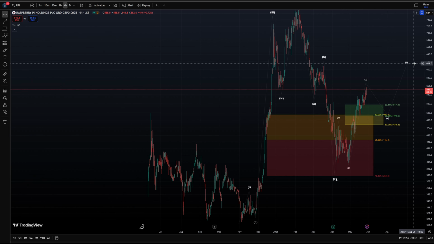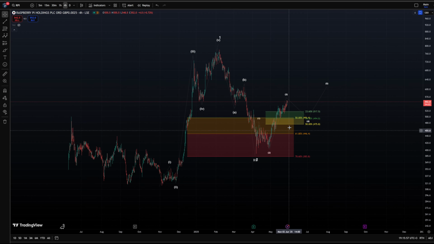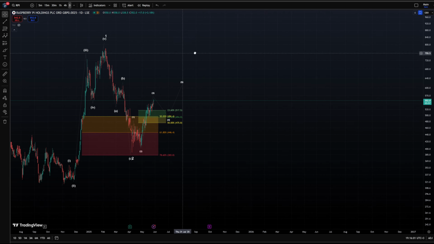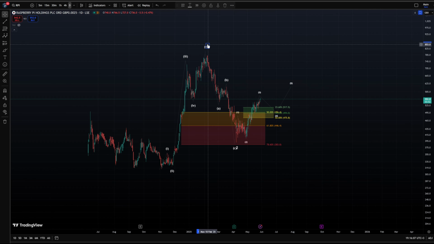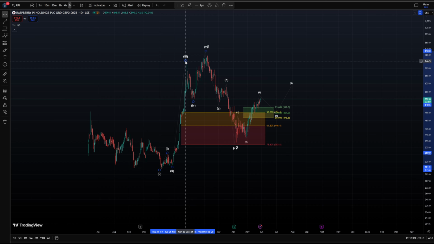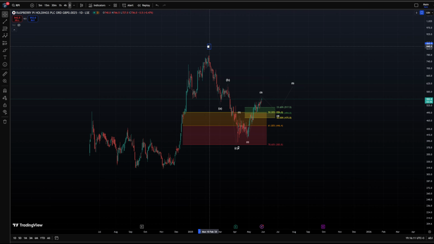And I now want to go back a bit on the bigger time frame and look at what's possible if this is to play out. So we have this wave 1 here. I will remove the smaller count because it's not relevant anymore. We have this wave 1 and this wave 2 here.